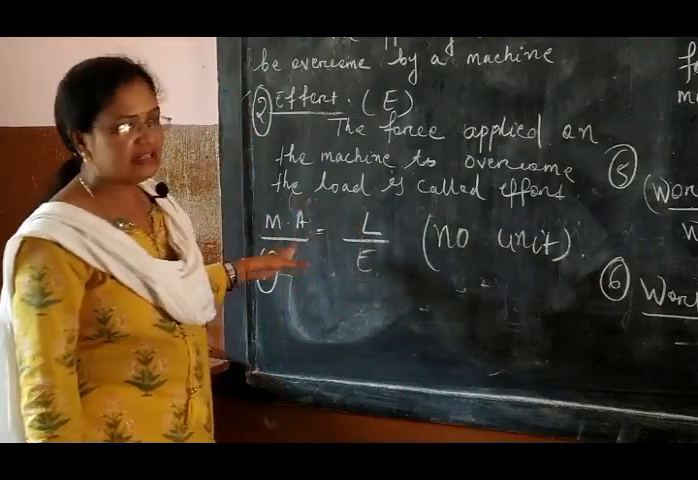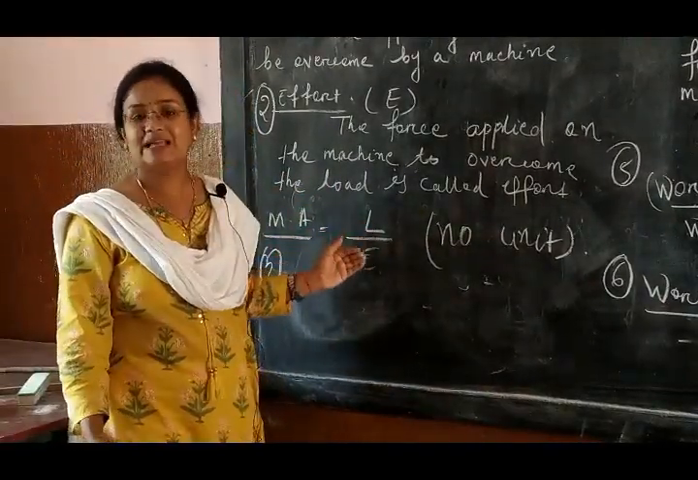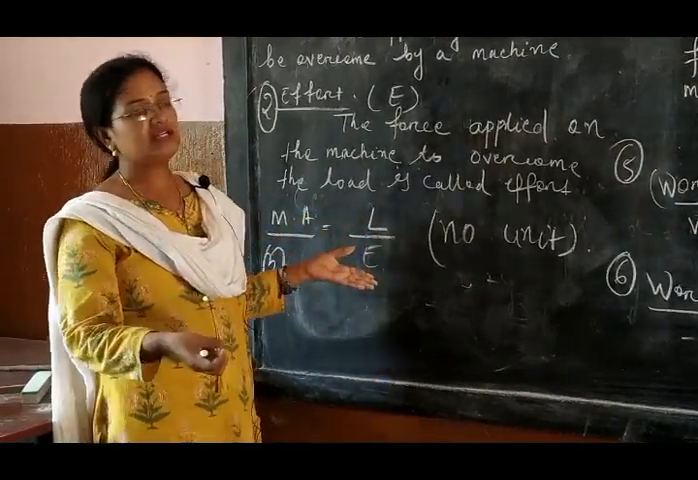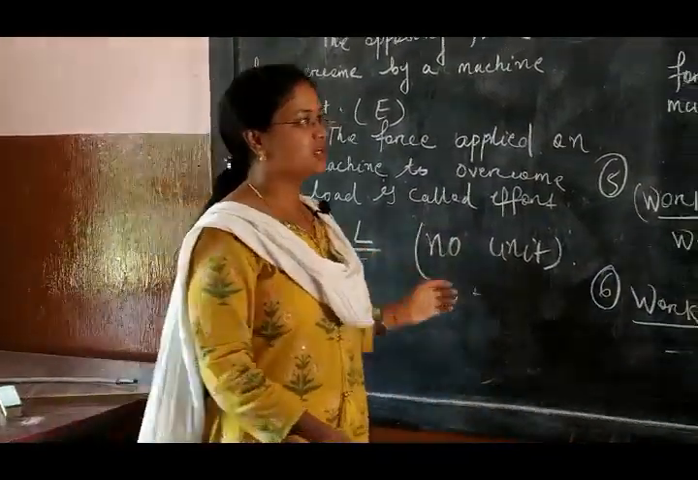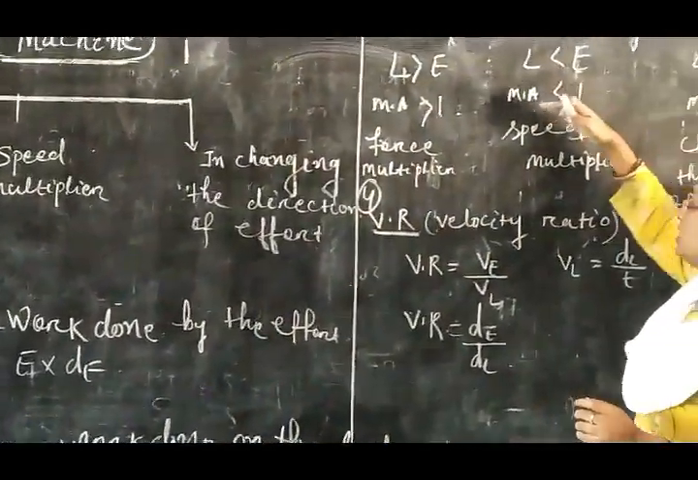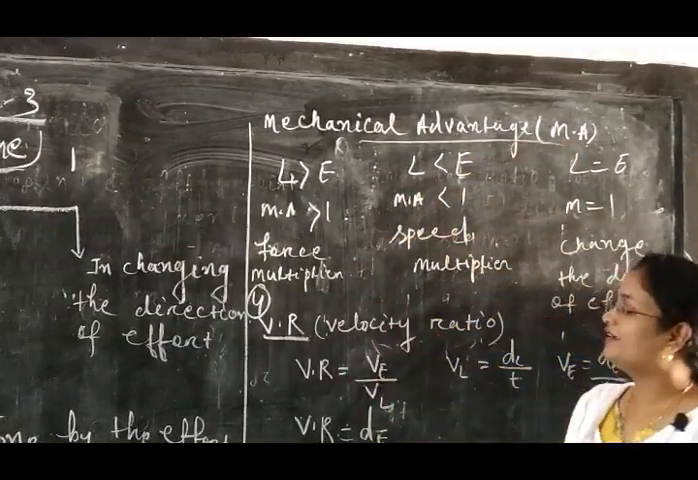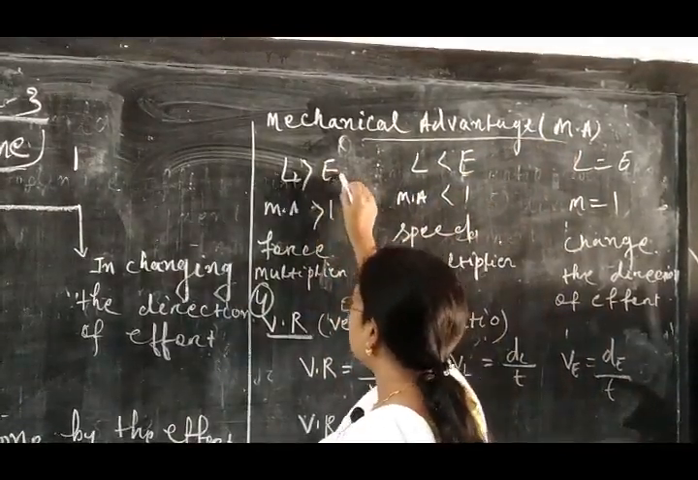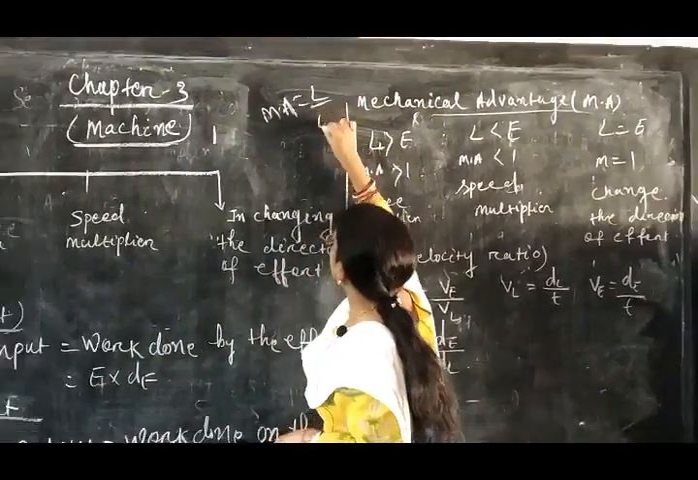Then after that, mechanical advantage. You know these things. Mechanical advantage is load by effort. Since load is one kind of force, and effort is also one kind of force, it has no unit. So mechanical advantage is load by effort. These things you will write in your copy also. Mechanical advantage is load by effort. Now you see, if load is more than the effort, you know that mechanical advantage is load by effort.